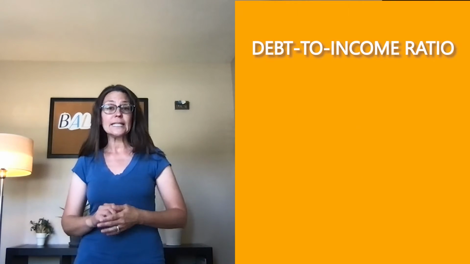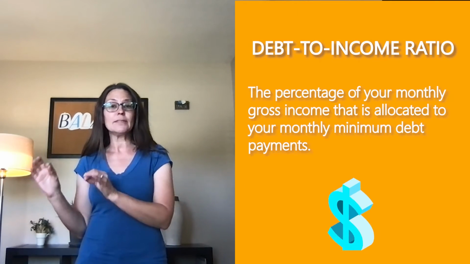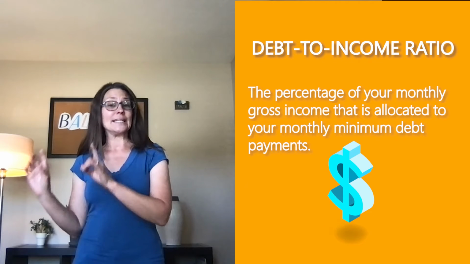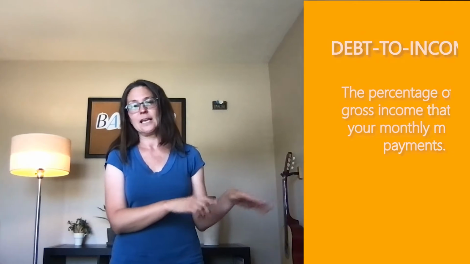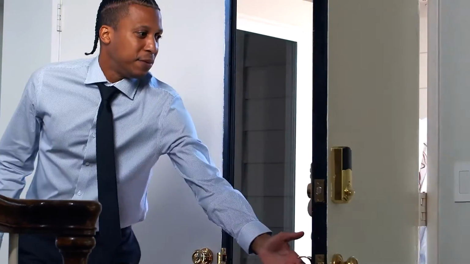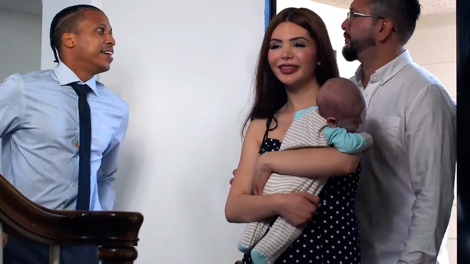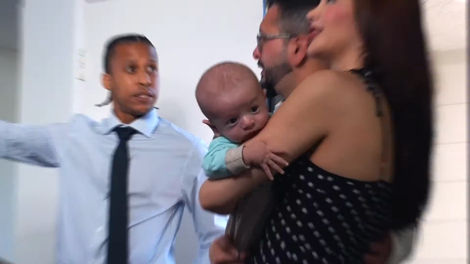Debt to income ratio, what is it? It's basically the percentage of your monthly gross income that is allocated toward your monthly minimum debt payments. Now, why do you need to know it? Well, if you are in the process of looking for a home, so you are wanting to buy a home, you're a new home buyer, you're going to need to know what your debt to income ratio is in order to qualify for a mortgage loan.